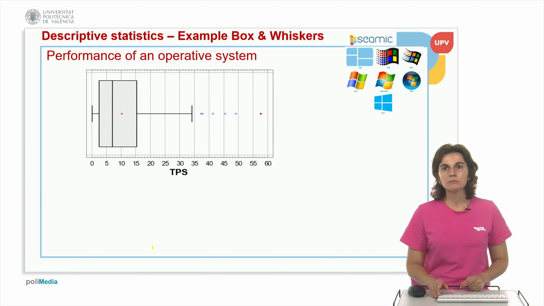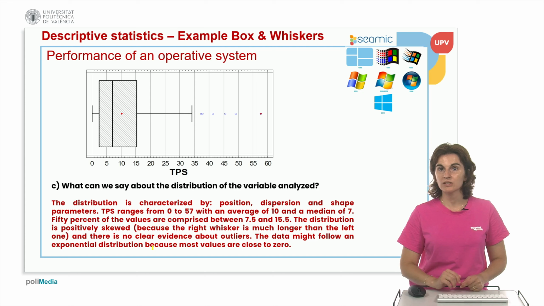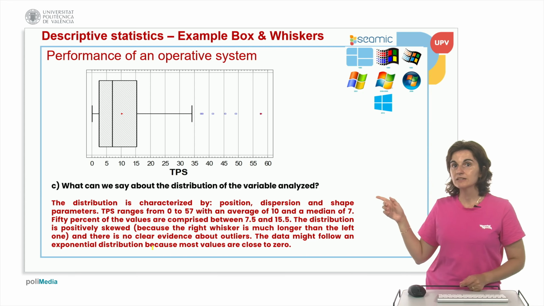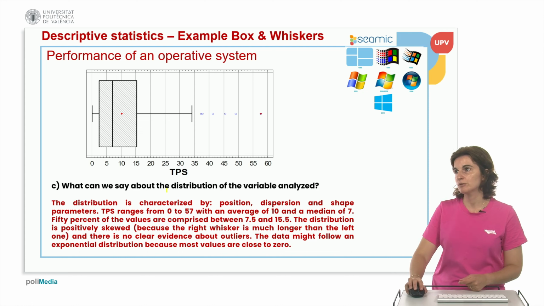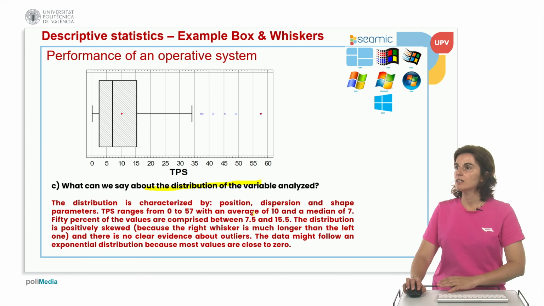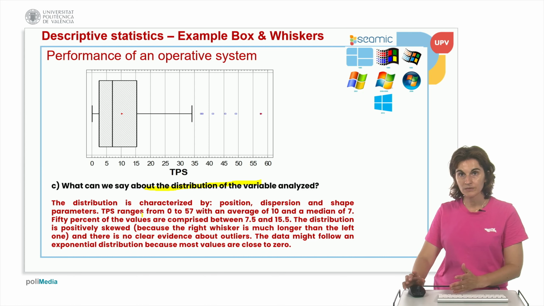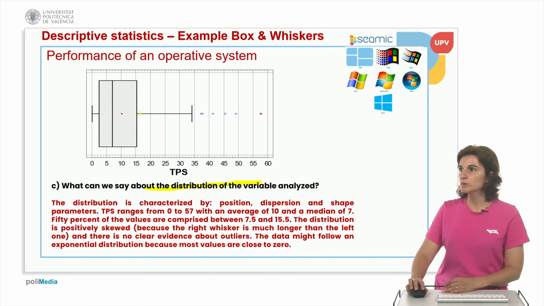And now some specific questions about the information shown in the chart. It's very likely that you will need to explain this information in the future for the assignment of the course. What can we say about the distribution of the variable analyzed? I will tell you what I see in the chart without reading the response. What we can see here is that the chart has a high degree of skewness. That means that it's not symmetrical. We can see it because this whisker is obviously longer than the whisker on the left of the chart.